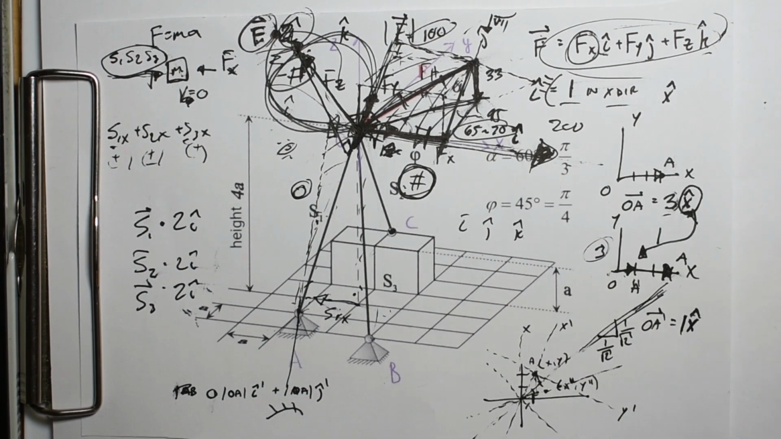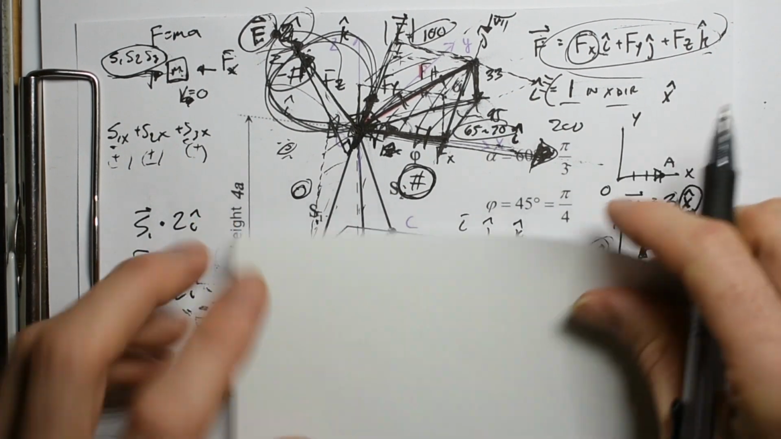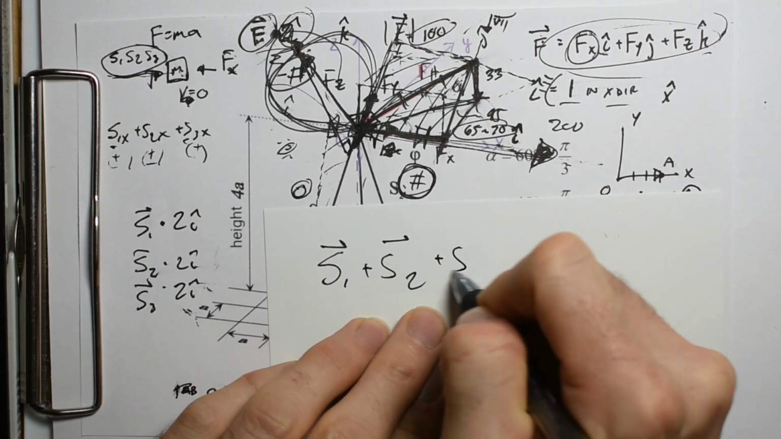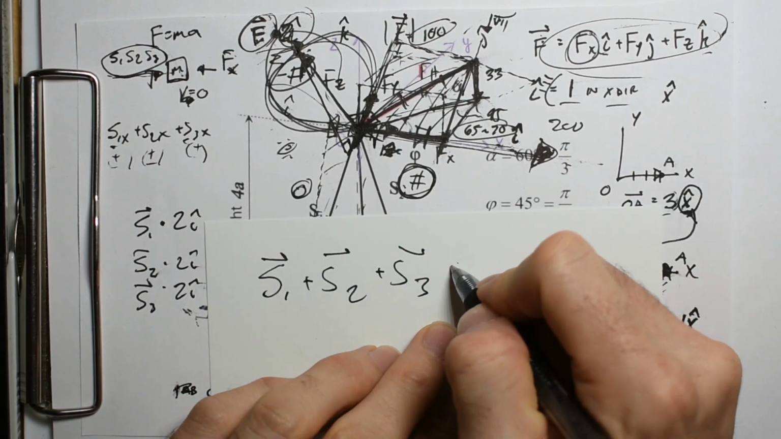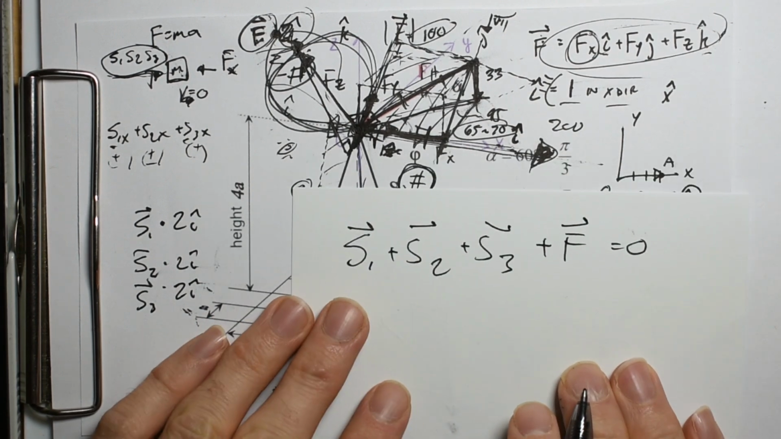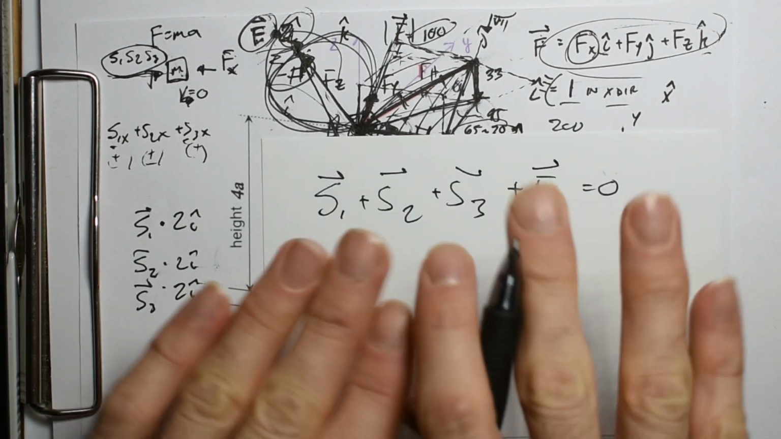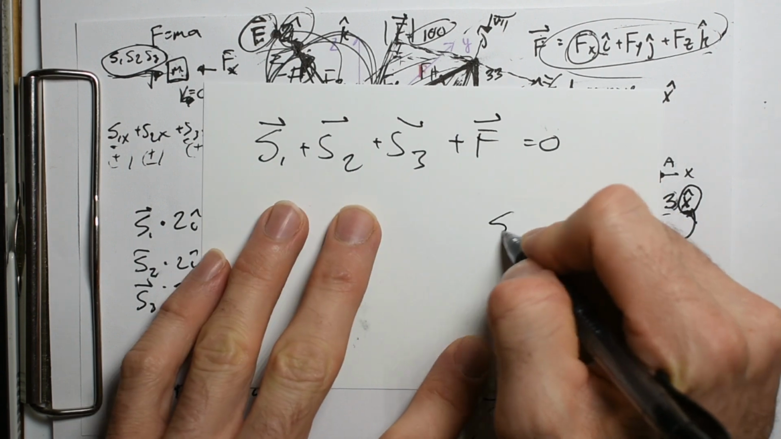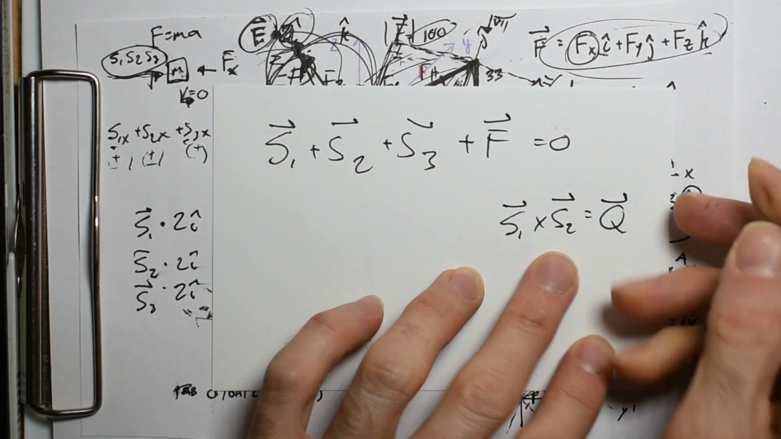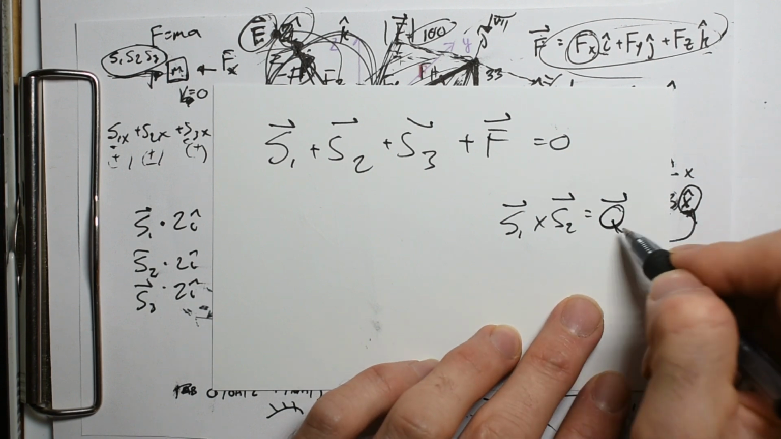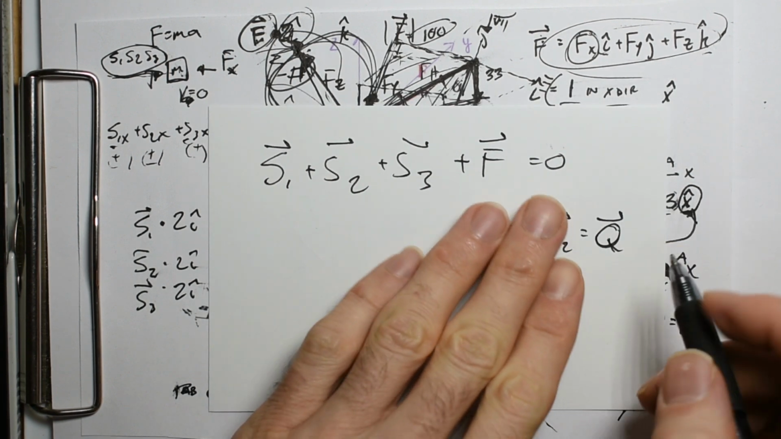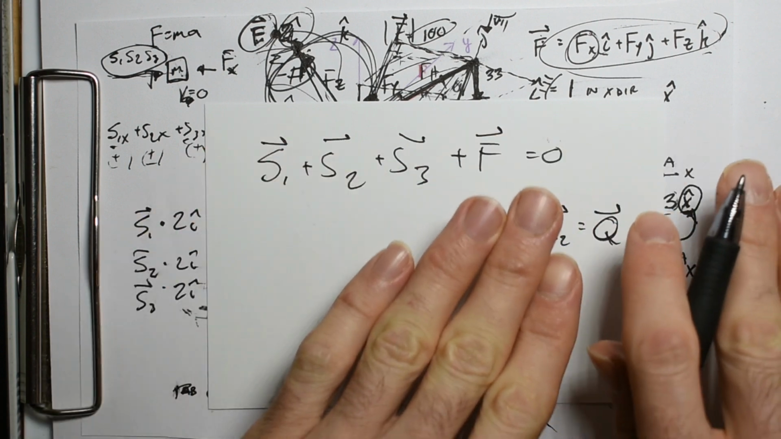Okay, so the home stretch is I have a system of equations, S1 plus S2 plus S3 plus F is equal to 0. And what I want to do, separately on the side, is take S1 crossed S2, and this gives me a vector Q. You know what I mean? I wish I didn't use Q, but that's pretty decent. And that was totally an aside.